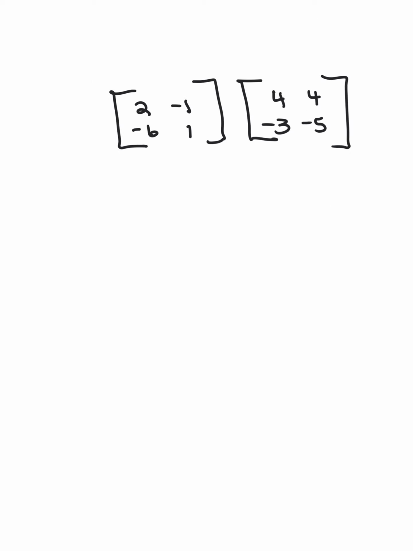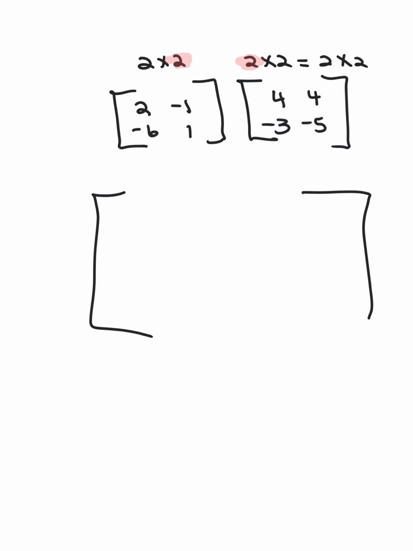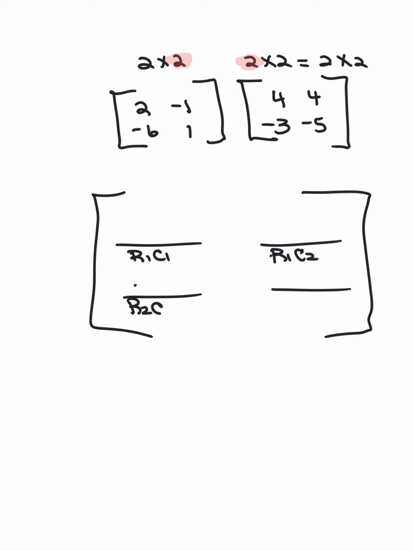All right, this one is a 2 by 2, and we're multiplying it times a 2 by 2. My middle dimensions do match. They are both 2's. Therefore, I can multiply, and that tells me my answer is a 2 by 2. So in my answer, I'm going to have 2 rows and 2 columns. This is row 1, column 1. Row 1, column 2, row 2, column 1, row 2, column 2.